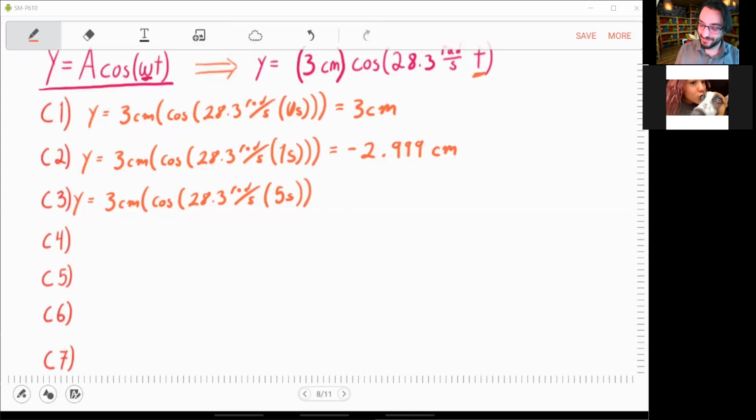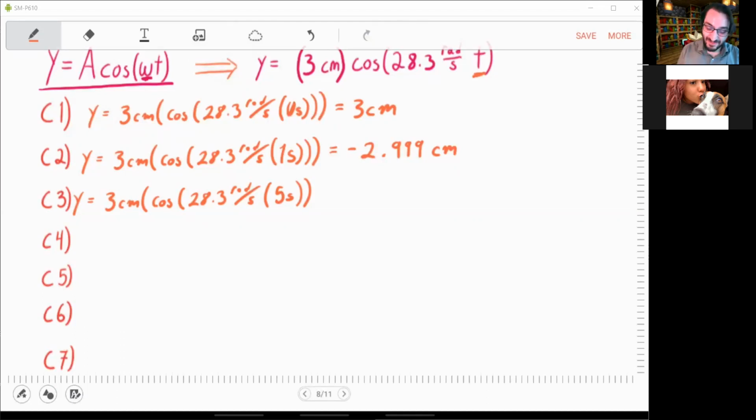Wait, did I do that other one right before? Let's just double check. Why are they so similar? 28.3 times 1. Yeah, okay. Yeah, they're just very similar. Whatever. They're just numbers that we ended up choosing. 28.3 times 5. You end up getting negative 0.991. It's basically the same thing.